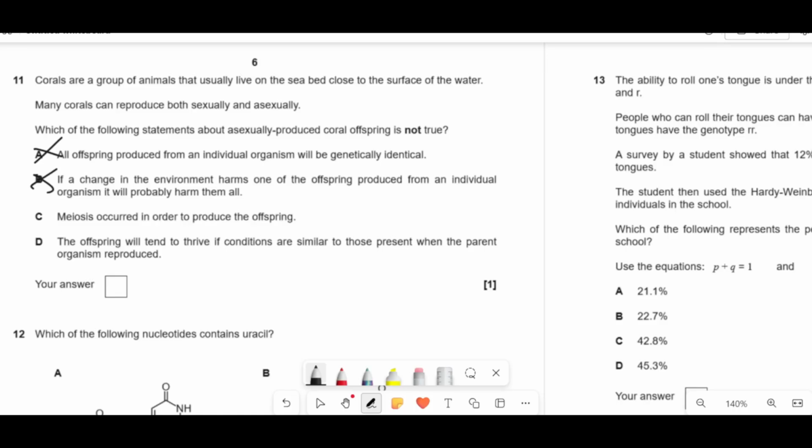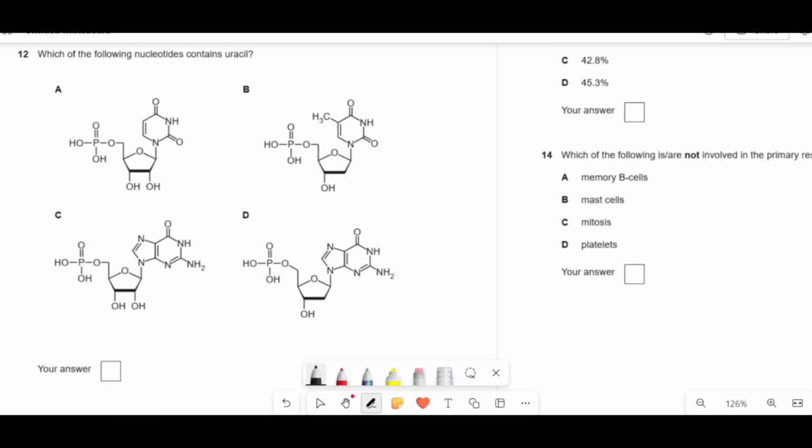Meiosis occurred in order to produce the offspring. That's the one that's incorrect because it's not meiosis for asexual reproduction, because the whole point of meiosis is to make gametes for sexual reproduction. So that one's out. And then the offspring will tend to thrive if the conditions are similar to those present with the parent organisms. Well, again, they're clones of the original, so no. So it's C.